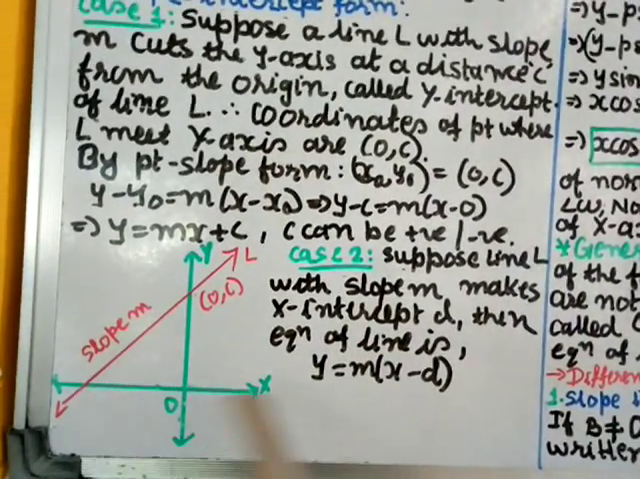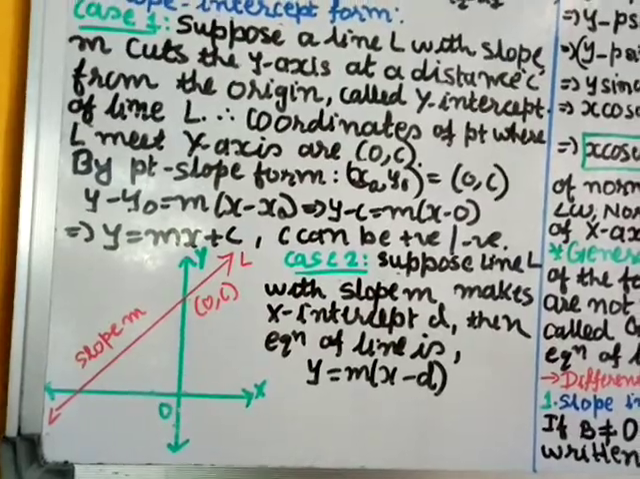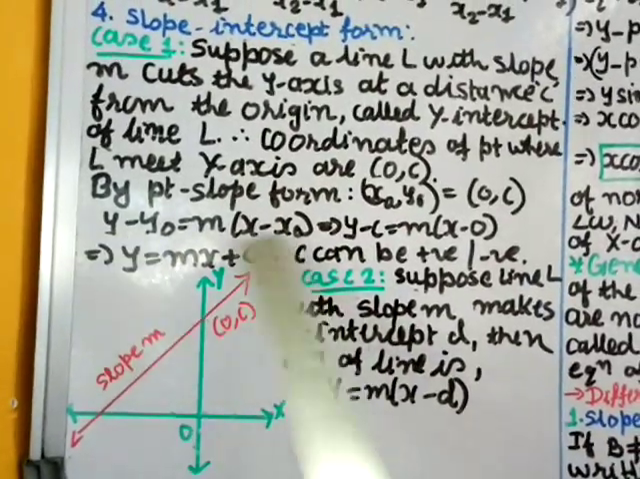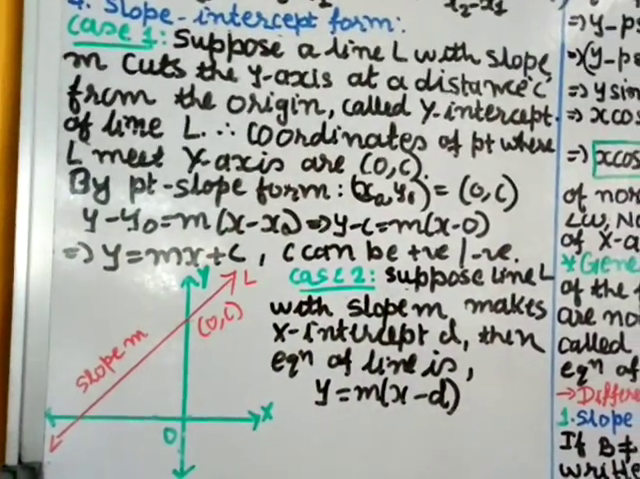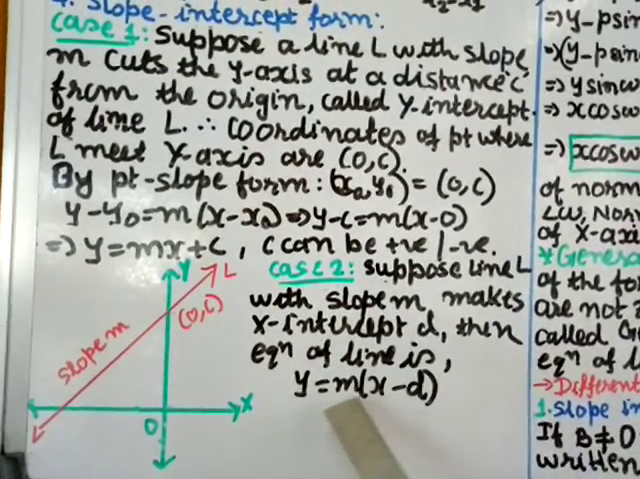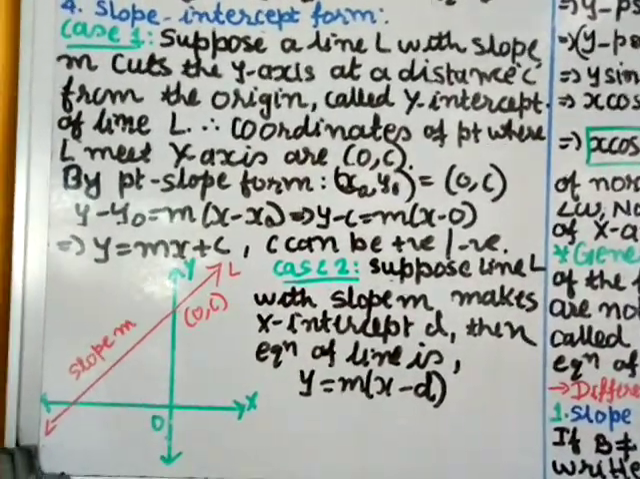The point on the x-axis will be (d, 0). The line should be this side, not this side, it should be this side. Then it will be d and 0. In this you put the value (d, 0). Instead of x you put d and y you put 0. Then you get y is equal to m of x minus d.